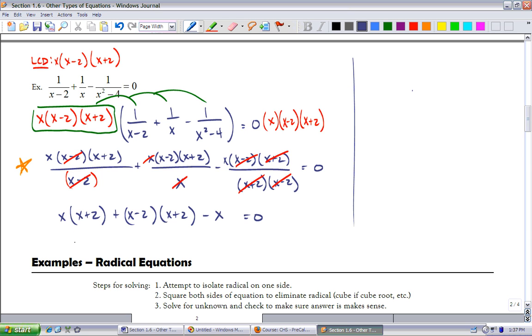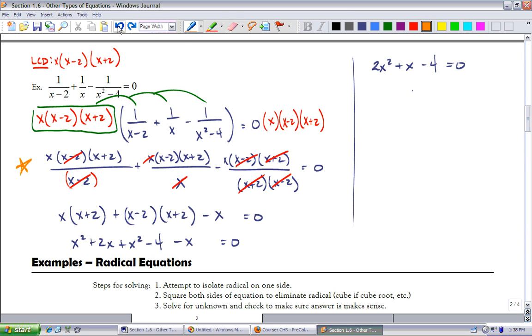Okay? And if I distribute all that stuff, I get x squared plus 2x plus x squared minus 4 minus x equals 0. And if you notice, this is really a quadratic. It's not simplified yet, but we end up with 2x squared plus x minus 4 equals 0. Now, if we look, we can check to see if this factors by multiplying 2 times negative 4, and that's negative 8, but there are no factors of negative 8 to add up to be 1x here.